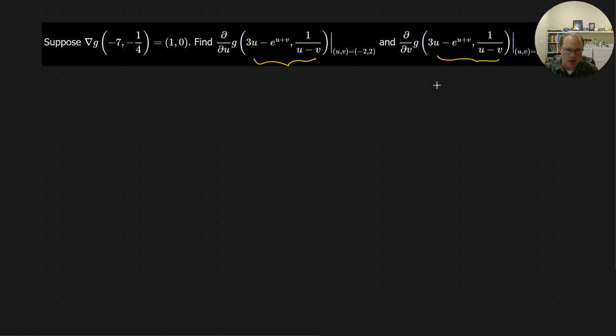What we're plugging in here is our vector valued function. So it's a vector valued function of two variables, u and v. The first component that we plug in is 3u minus e to the u plus v. And the second component we plug in is 1 over u minus v.